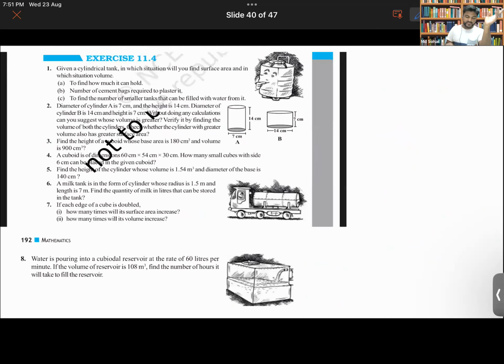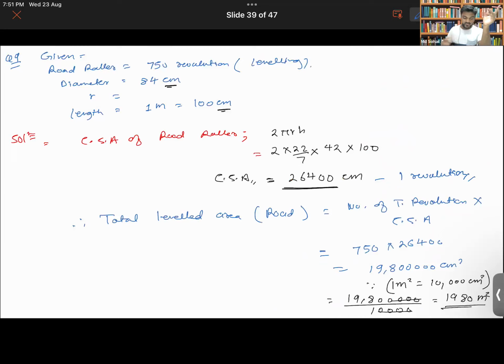Move on to exercise 11.4. If you like, you can take the screenshot of question number 9. Done. Okay, good.